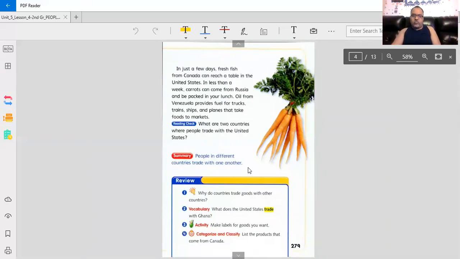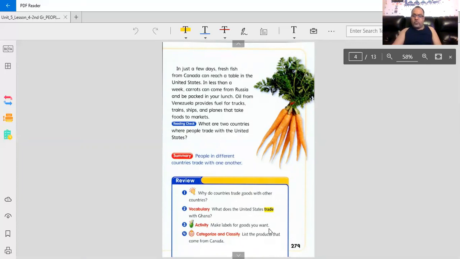People in different countries trade with one another. Why do countries trade goods with other countries? Why? Think about that. Why do you trade your toys with others? What does the United States trade with Ghana? Remember we talked about this? Ghana gives us something and we give Ghana something.